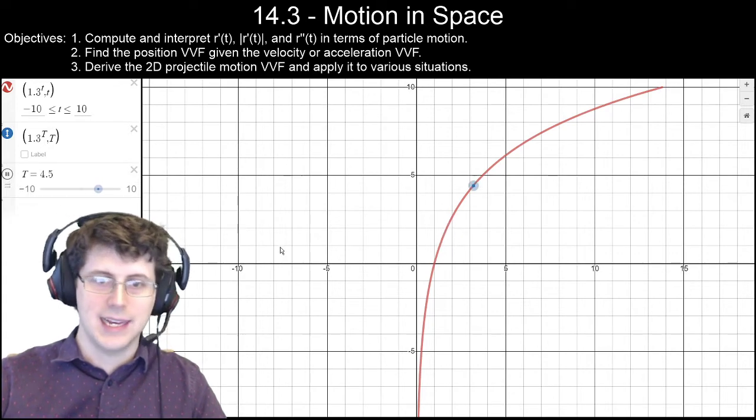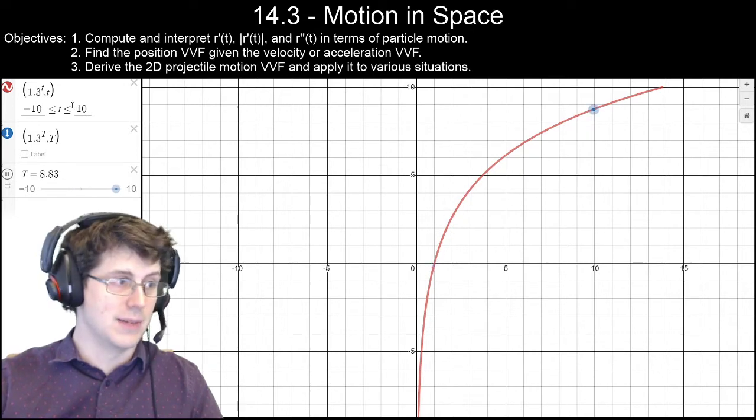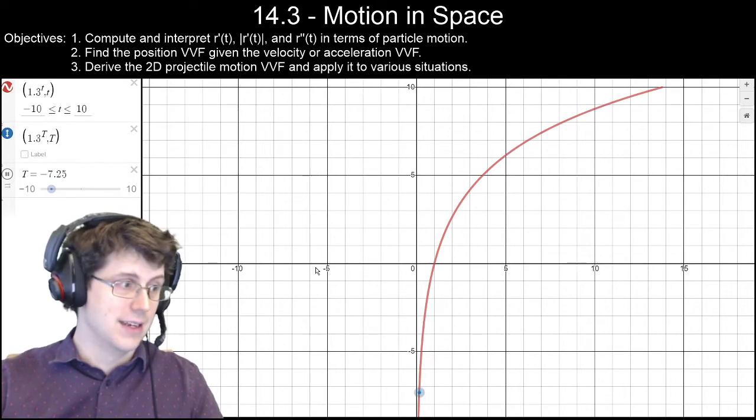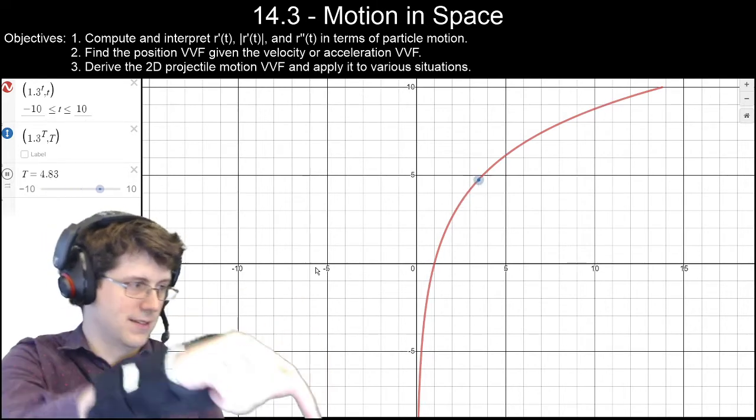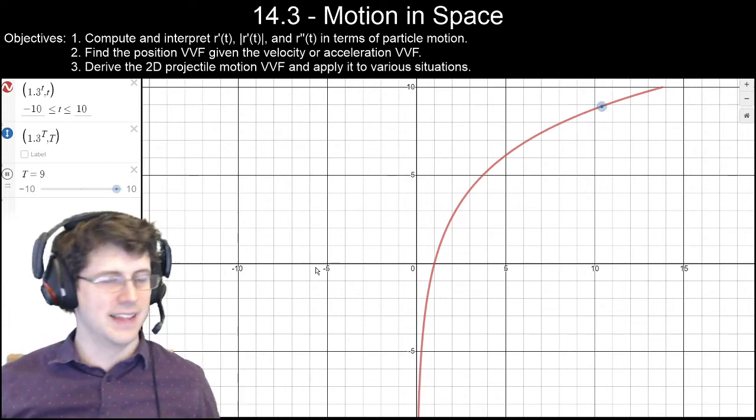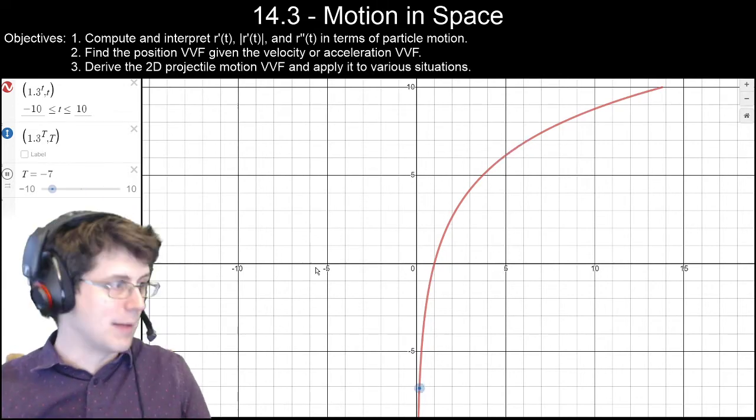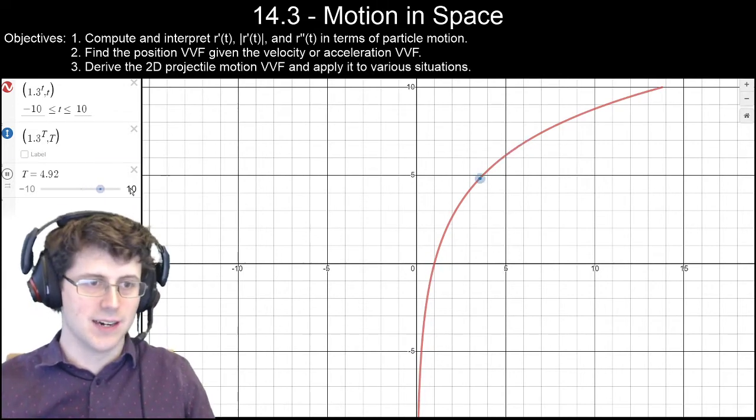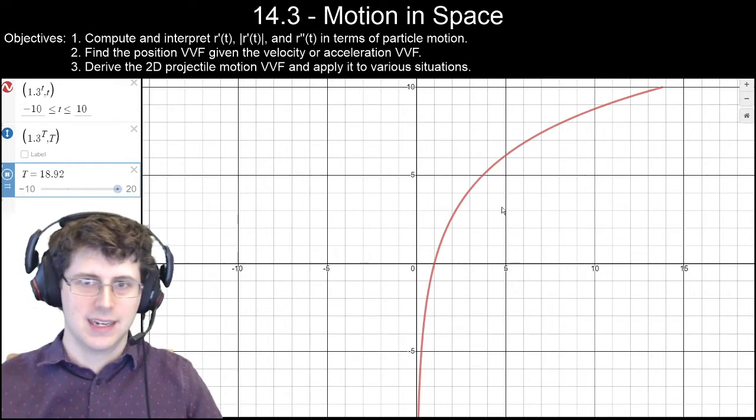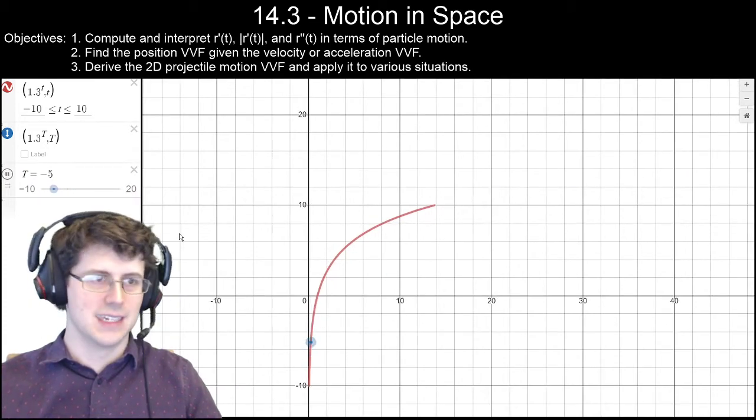So when I press play, I can see that this vector-valued function, 1.3 to the t, comma t, describes a path in the plane that starts down there and then goes up to the upper right. And it doesn't actually stop at that point. If I allow t to go up to 20 and hit play again, it shows that it keeps going off into the distance.